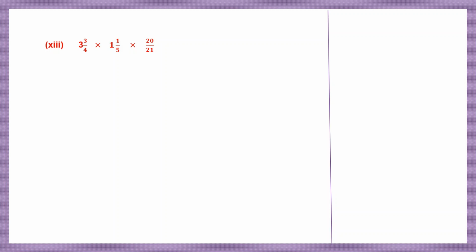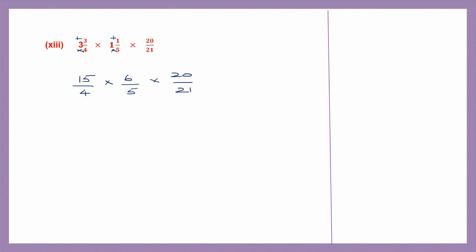Question 13. Now here we have multiplication of 3 numbers. We have mixed fractions as well as a proper fraction. So first let's convert this. 4 3s are 12 plus 3 is 15. So this is 15 by 4 into, let's convert here, 5 1s are 5 plus 1 is 6. So that becomes 6 by 5 into 20 by 21.